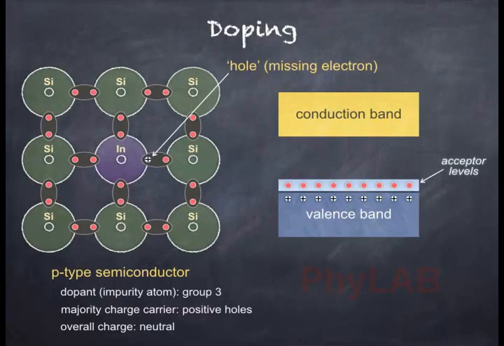Conduction in a P-type semiconductor is due to the motion of these positive holes within the valence band. Again, P-type semiconductors are electrically neutral, since the impurity atoms have an equal number of electrons and protons.